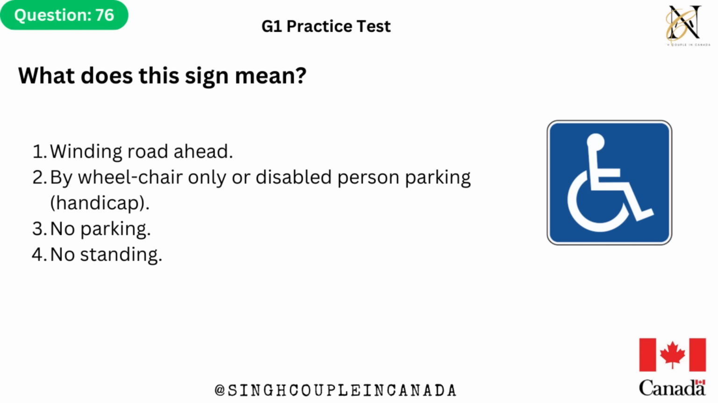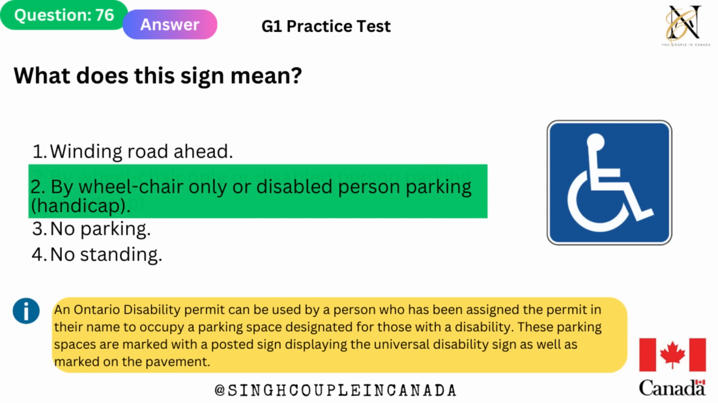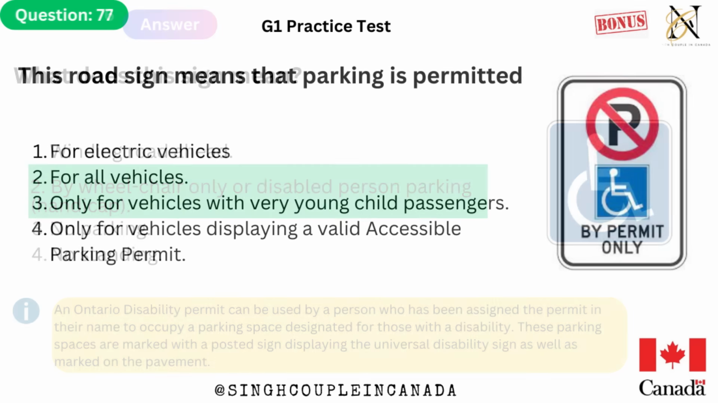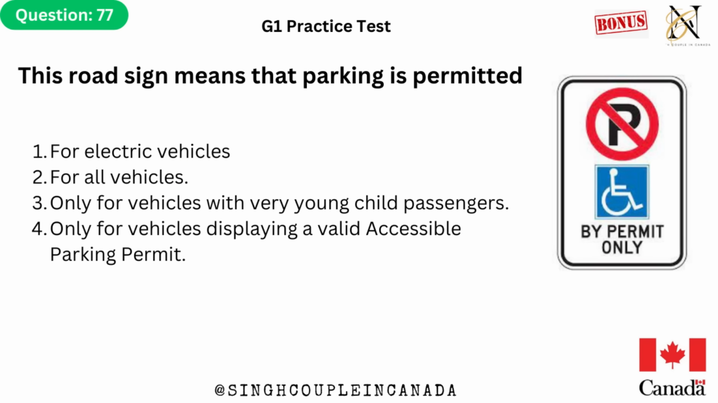What does this sign mean? 1. Winding road ahead. 2. By wheelchair only or disabled person parking, handicap. 3. No parking. 4. No standing. The answer is 2. By wheelchair only or disabled person parking, handicap. An Ontario disability permit can be used by a person who has been assigned the permit in their name to occupy a parking space designated for those with a disability. These parking spaces are marked with a posted sign displaying the universal disability sign as well as marked on the pavement.